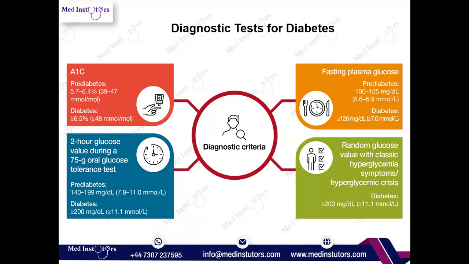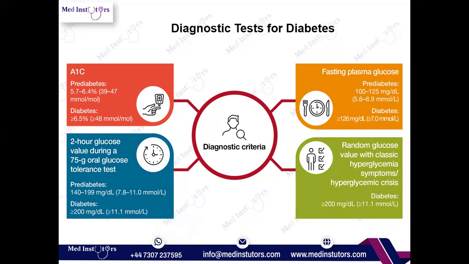In HbA1c, normally it is less than 5.6 percent. If it is more than or equal to 6.5 percent, we will take it as diabetes. These are the common diagnostic criteria for diagnosing diabetes.